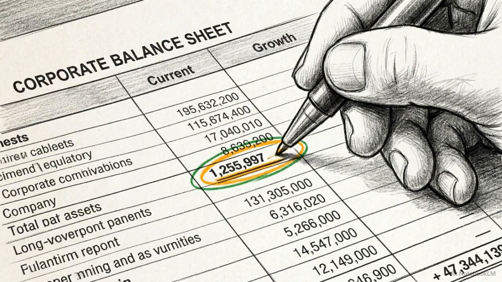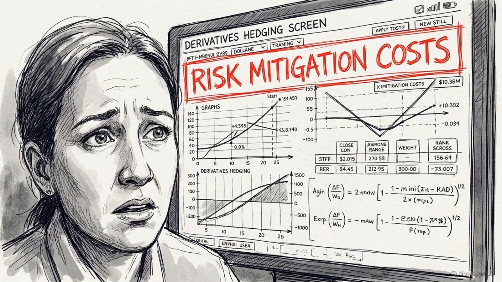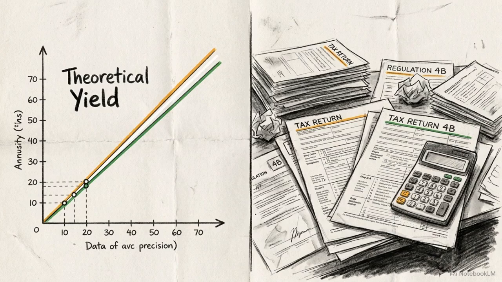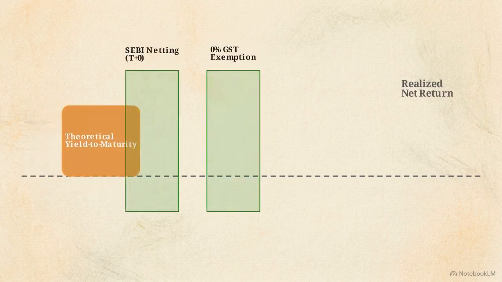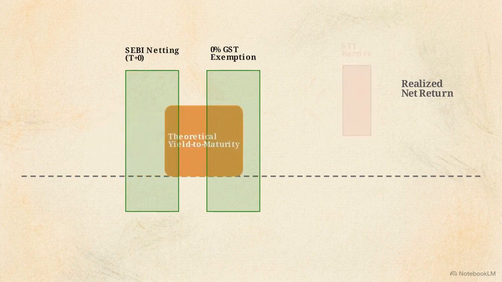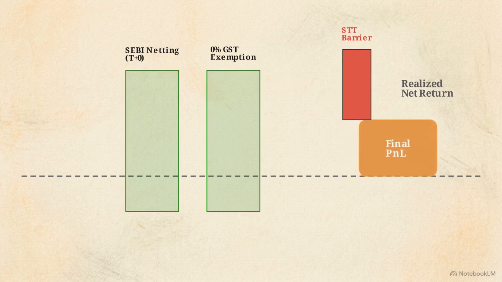The 2026 budget establishes a distinct operational dynamic. Executing the underlying bonds in the direct cash market is cheaper, but hedging that portfolio against tracking error is distinctly more expensive. Securing yield requires balancing pristine mathematical theory against physical market friction. We track theoretical yield to maturity through real-world filters to calculate realized net return. The yield passes smoothly through SEBI netting and the 0% GST filter, but when hedging, it hits the restrictive securities transaction tax on derivatives, immediately shaving off a portion.